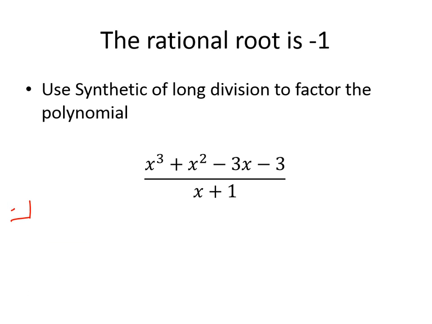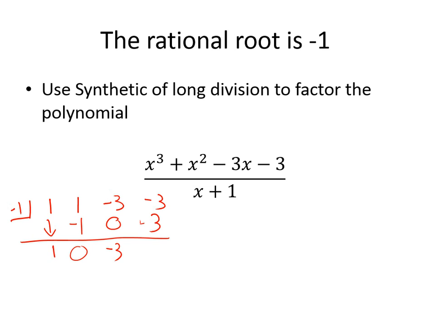And so in the box we're going to go -1, and then we write out the coefficients, 1, 1, -3, -3. Now, if we did our first calculation right, we should get a remainder of 0. So again, drop the first number. -1 times 1 is -1. 1 plus -1 is 0. -1 times 0 is 0. -3 plus 0 is -3. -1 times -3 is 3. -3 plus 3 is 0. So as you see, we have a remainder of 0.